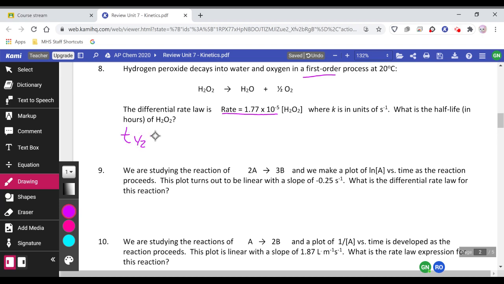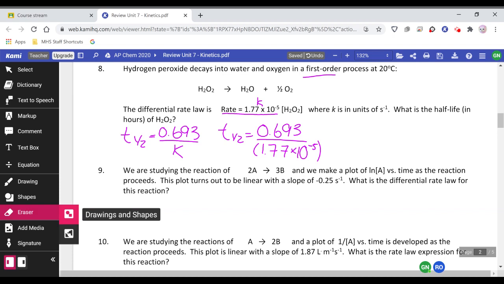And so we have t sub 1/2 equals 0.693 over our k. And so my k is right here in that differential rate law. And so we have t sub 1/2 equals 0.693 over that k value. All right, let me put the unit on that k really quick.